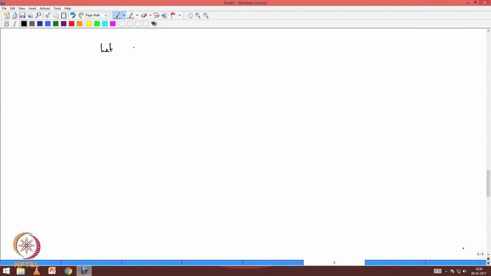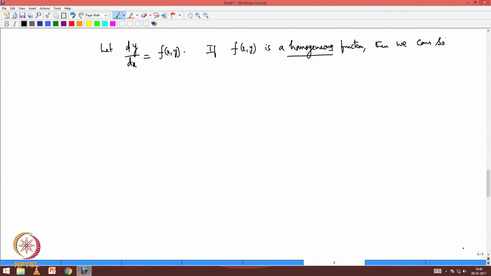Okay, so the next method is, if f of x y has a certain form, let us define what are called homogeneous functions. Let dy by dx equal to f of x y be the differential equation. If f of x y is a homogeneous function, then we can solve the ODE by some means.